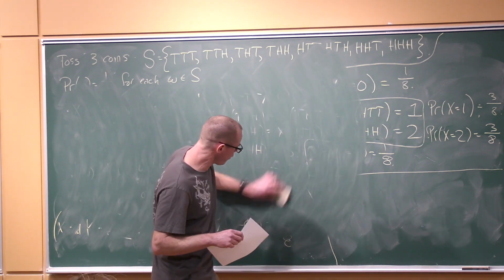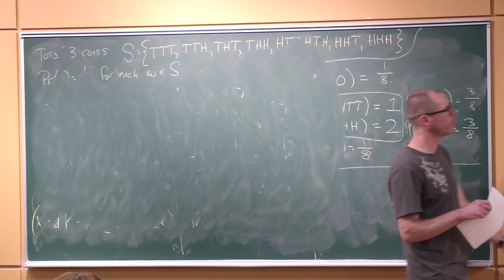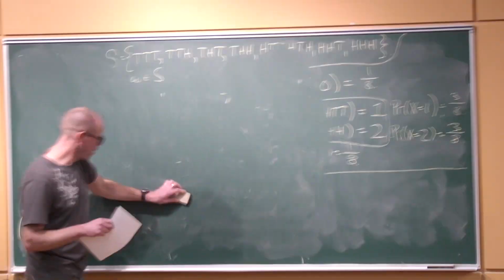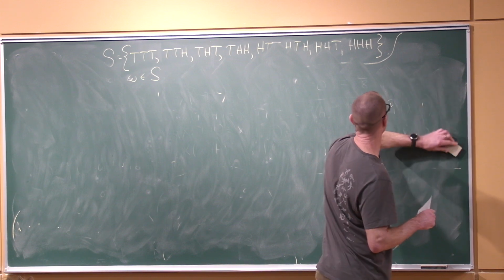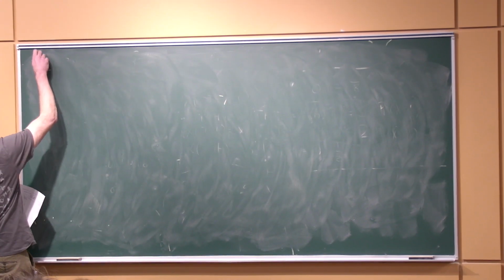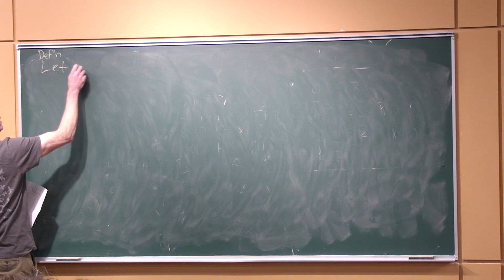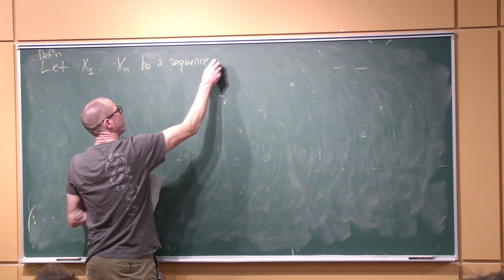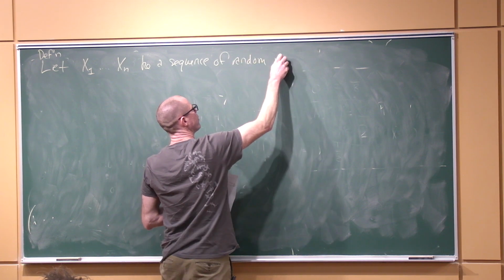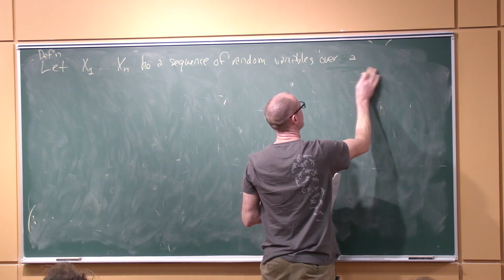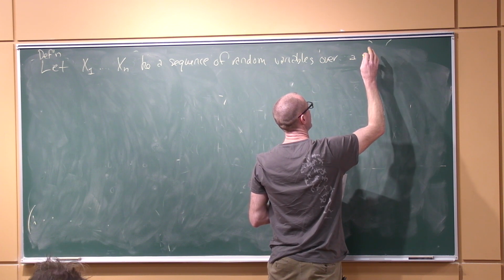Remember when we talked about independence of events, we had this easy version where you only have two events and you ask if they're independent. And then we had the version where you have a whole pile of events and you ask if they're independent. And there were two definitions. So let me just write them down very quickly, but they're exactly what you would expect. So here's the definition. Let x1 to xn be a sequence of random variables over a sample space S.